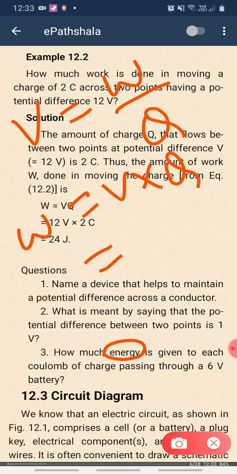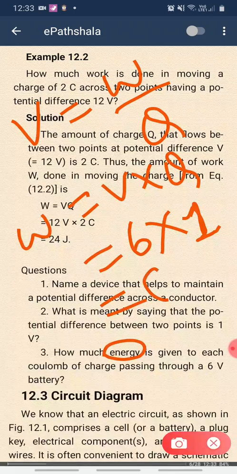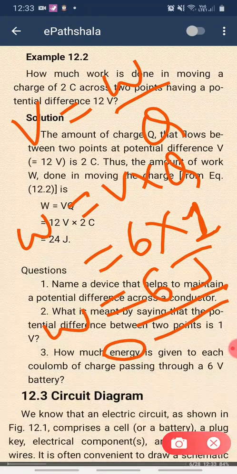What is the voltage of the battery? The charges are passing through a 6 volt battery, right? Into the amount of charge, they are saying each coulomb of charge, meaning every single charge, so the value of Q is 1. So it will be 6 into 1, 6 joules. This is the work done, or the amount of energy which is given to each coulomb of charge when it is passing through a battery with 6 volts. Okay, I hope it is clear till here.